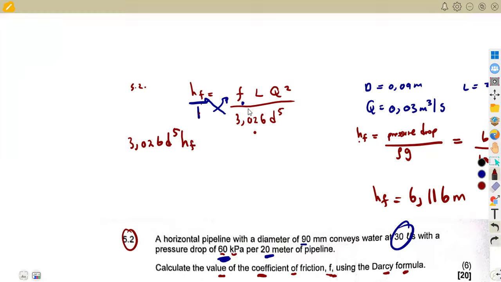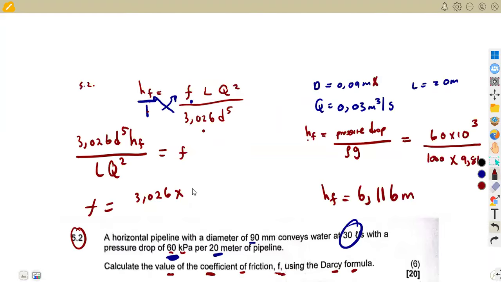So I'm going to have F times this. But remember, I want F, so I'm going to divide later on by the length times Q squared. So this will be our F. That's it. The coefficient of friction can be determined from this formula. So we just need to substitute our values. So that's 3.026 times the diameter in meters.